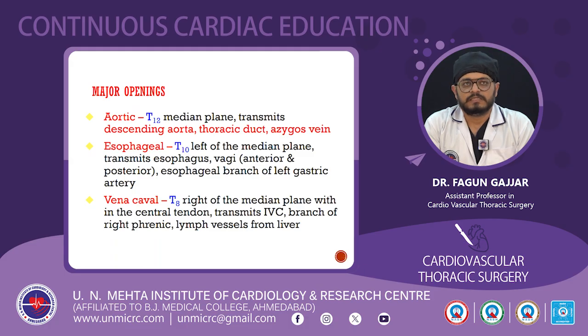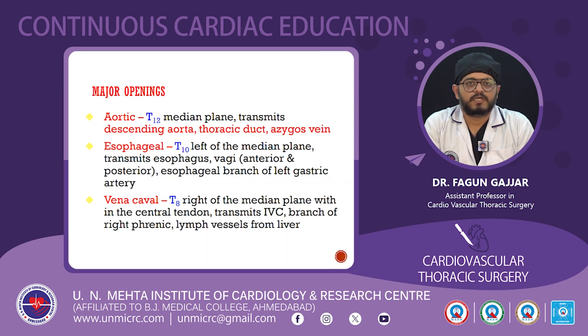Major openings present in the diaphragm are, first, the aortic hiatus, which is located at the T12 level in the median plane. It transmits the descending thoracic aorta, the thoracic duct, and the azygos vein. The other one is the esophageal opening, which is located at the T10 level to the left of the median plane, and transmits the esophagus, the vagi, anterior and posterior, and the esophageal branch of the left gastric artery.